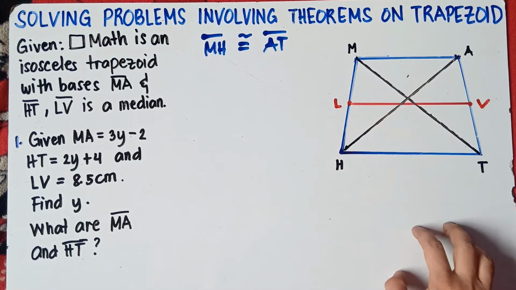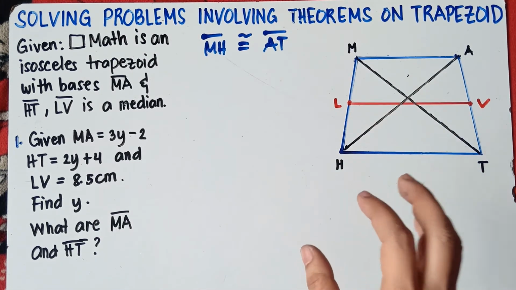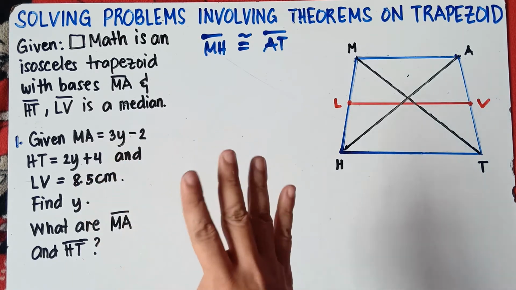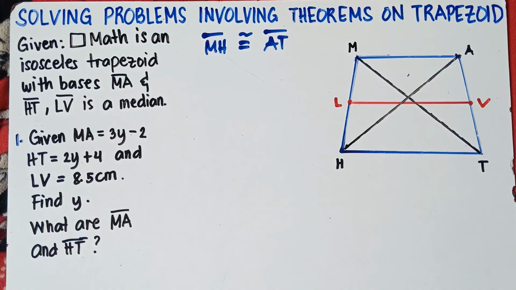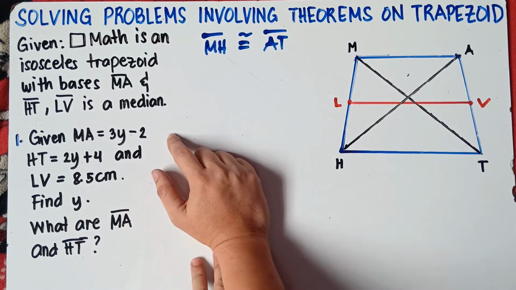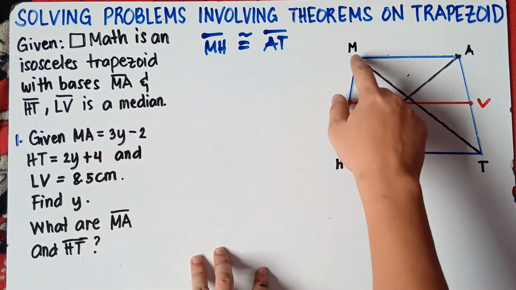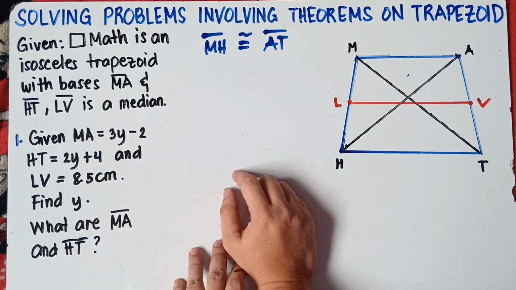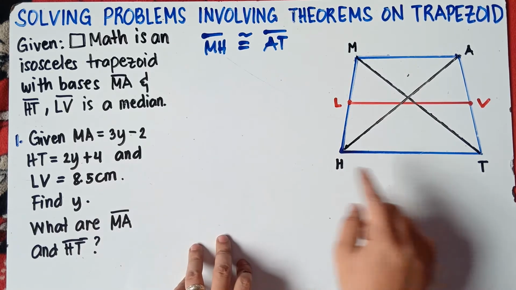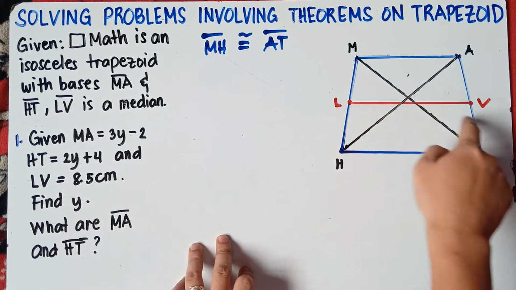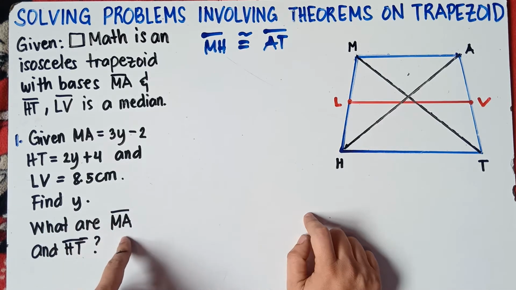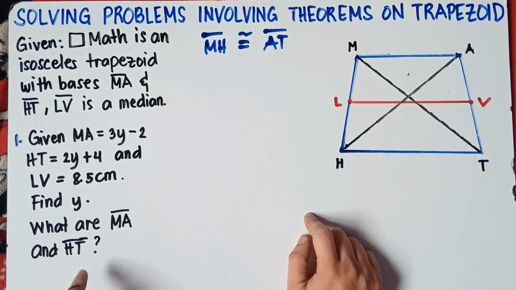If you understand the properties of an isosceles trapezoid, class, it will be very easy for you to answer these 4 questions. So, let's start with number 1. Given MA, that is 3y minus 2. So we have given the base MA, 3y minus 2. HT is 2y plus 4, and LV is 8.5 centimeters. You are told to find y and the values of line segment MA and line segment HT.